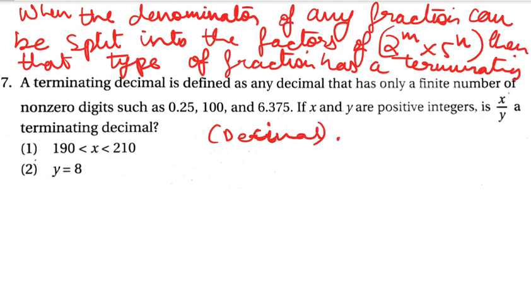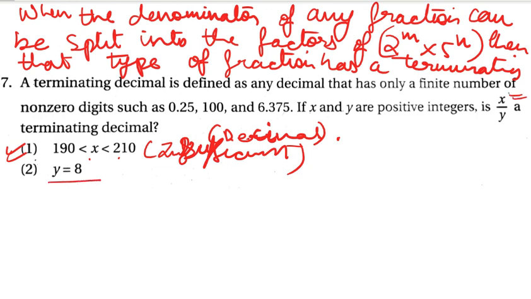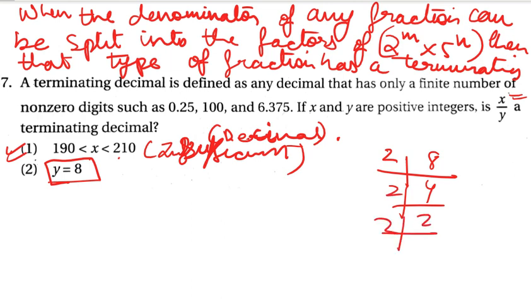Okay, so let's check the first statement. What does it say? X is greater than 190 and less than 210. It's absolutely insufficient. Okay, why is it insufficient? Simply because it's only talking about the numerator, nothing about the denominator. But look at the second condition. Y is equal to 8. Do the HCF of 8. 2 4s are 8, 2 2s are 4, 2 1s. This is a denominator, right? So that's why I'm doing HCF.